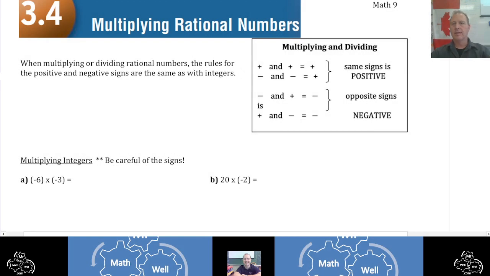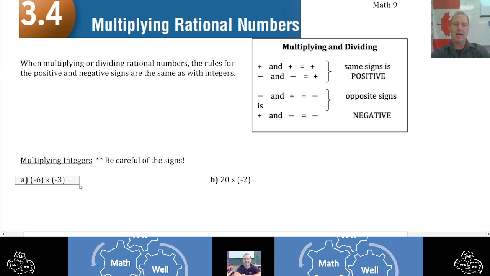Hey everybody, we are at 3.4 today, and we're going to talk about multiplying rational numbers, okay? We've talked about adding rational numbers and subtracting rational numbers. We are going to talk about multiplying now. So you guys know what multiplying is, and you know what rationals are. So let's just get right into some examples here, okay?